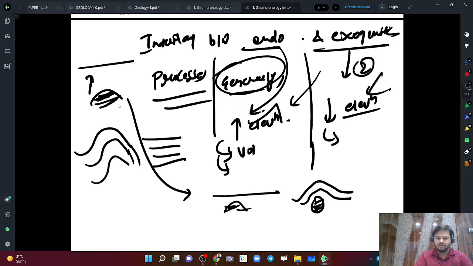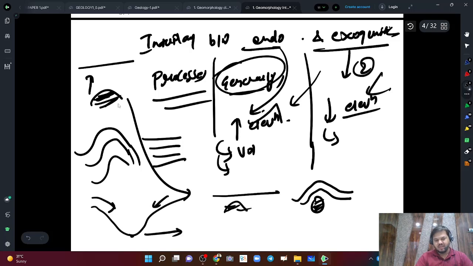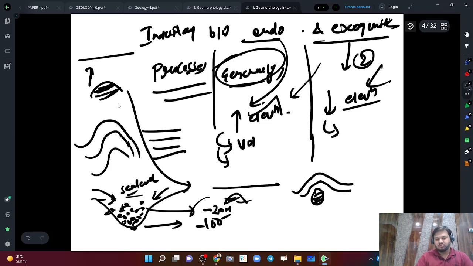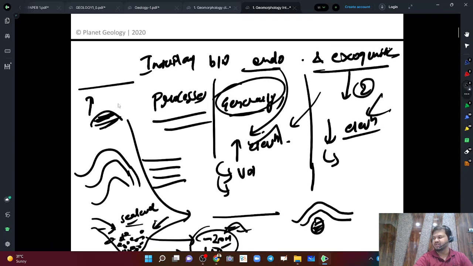In depositional landforms, we do get elevated landforms, right? Suppose there is a basin and a river is bringing a lot of sediments to it. Initially, the base of this basin is maybe minus 100 meters. This is sea level, so it is 100 meters below it. But with time, this river will keep bringing sediments here, and maybe after some time its elevation becomes minus 20 meters. So here an exogenetic process is increasing the elevation, right? That is why I use this terminology.